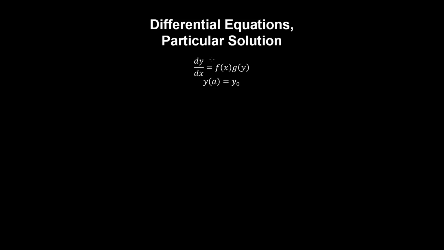Recall that for a separable ordinary differential equation, we can separate the variables by putting the y terms on one side and the x terms on the other side. And that allowed us to integrate both sides of the equation. Therefore on the left hand side, we get some antiderivative of the reciprocal of g of y. So I'm just going to call that h. And that's equal to the antiderivative of f of x plus a constant of integration.